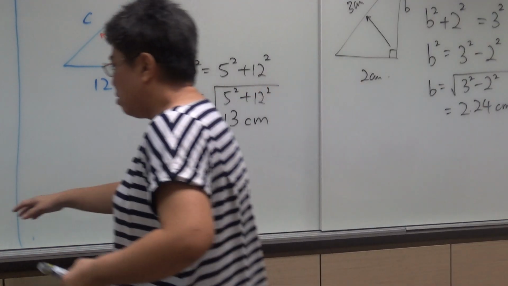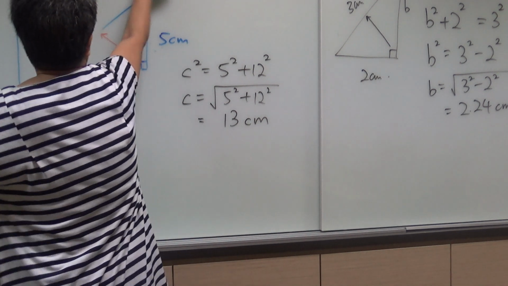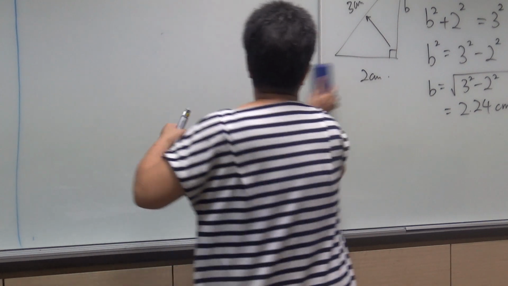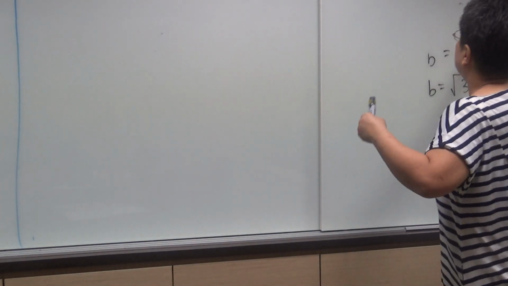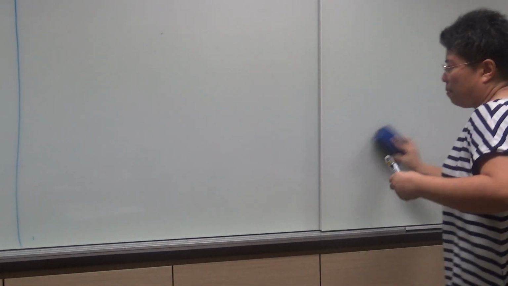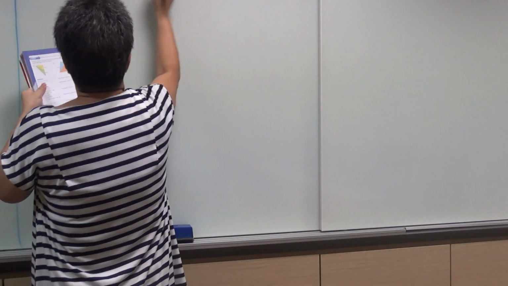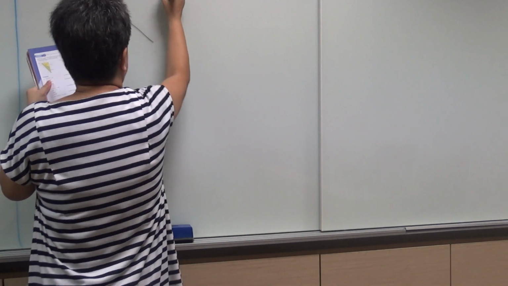Okay, we are going to continue our lesson with the more difficult questions on Pythagoras Theorem. Can all of you now turn to page 202, example 3. Now, I'm going to draw part A first.